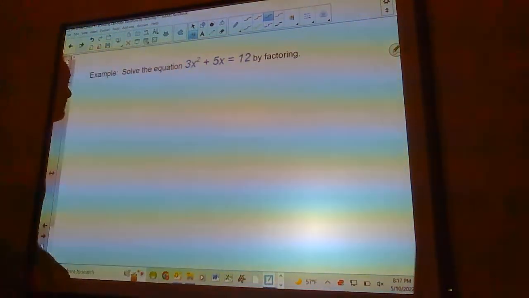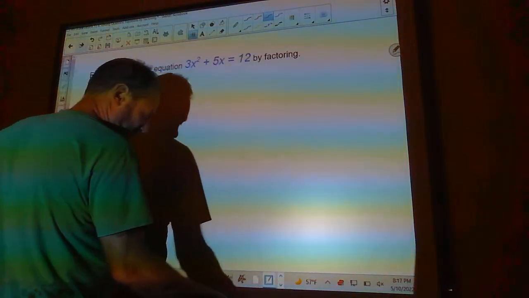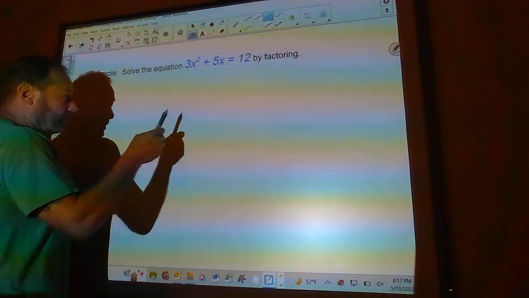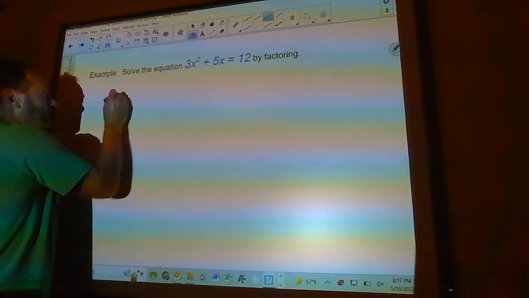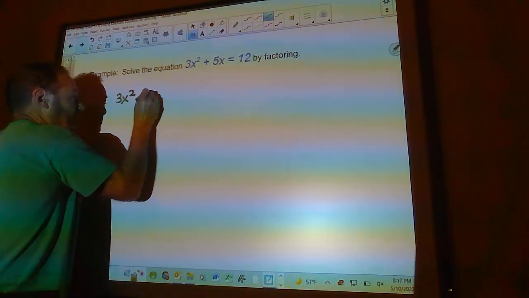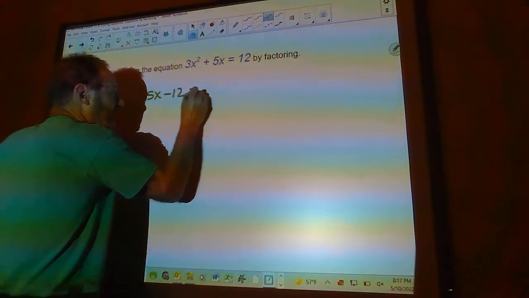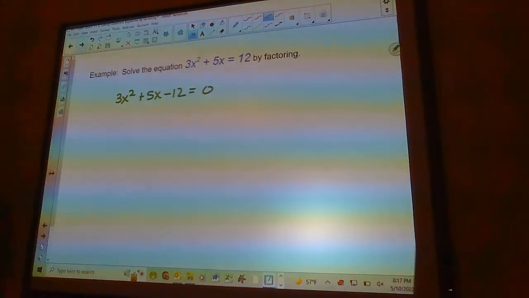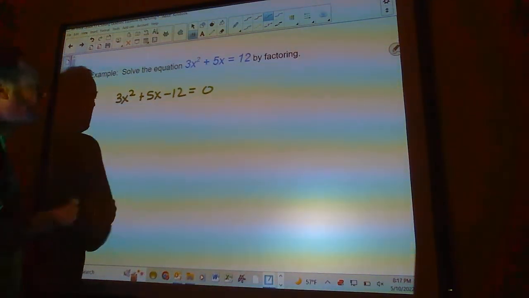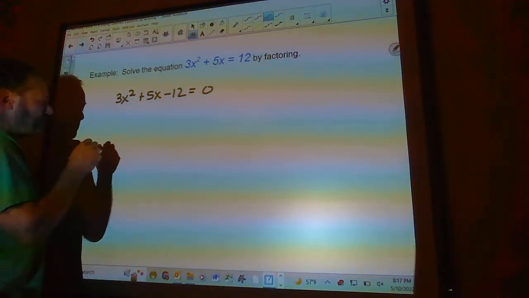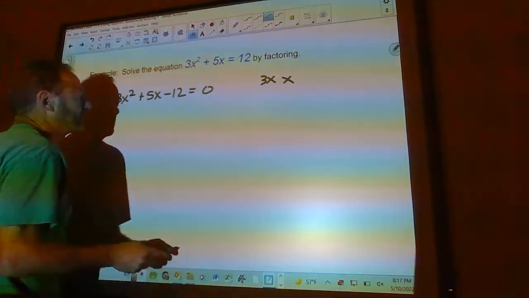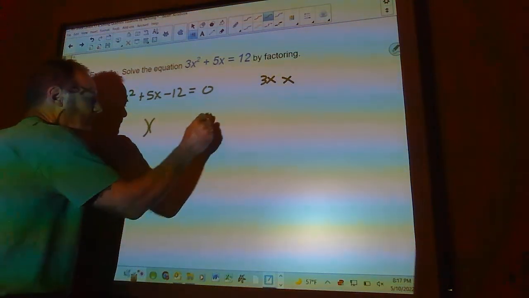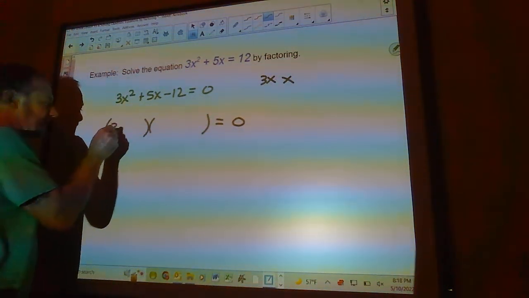So we go on to this one. Now this one is a little more complicated. Okay. So first of all, this needs to be in standard form. I need to move the 12 over here to this side. So I'm going to make this 3x squared plus 5x minus 12 equals 0. Okay. Now, my factors of 3x squared are going to be 3x and x. That's my only choice. So I'm going to go ahead and put a 3x here and an x here.